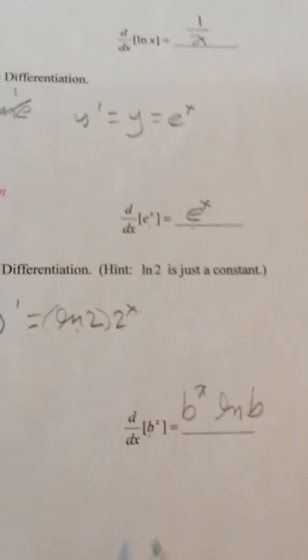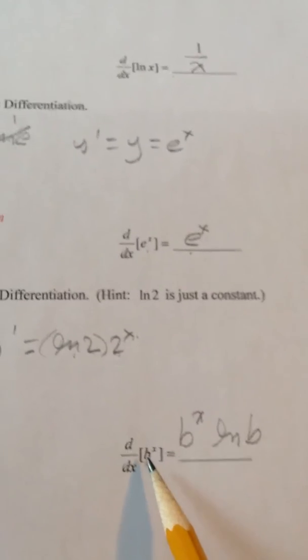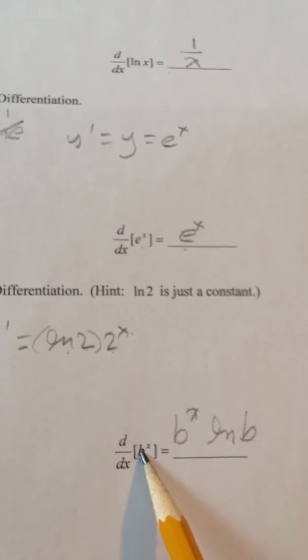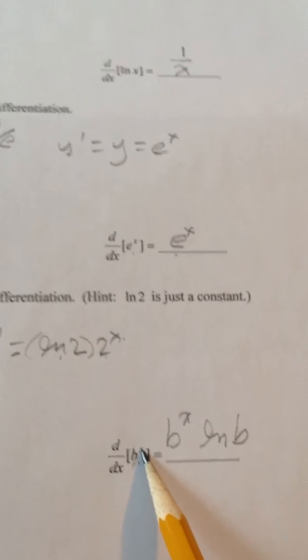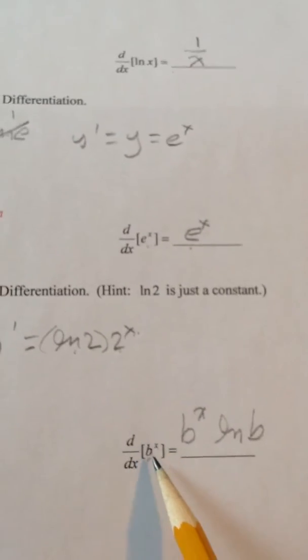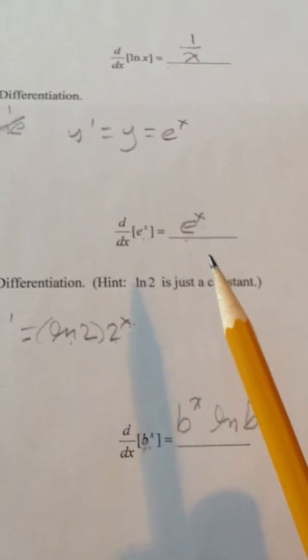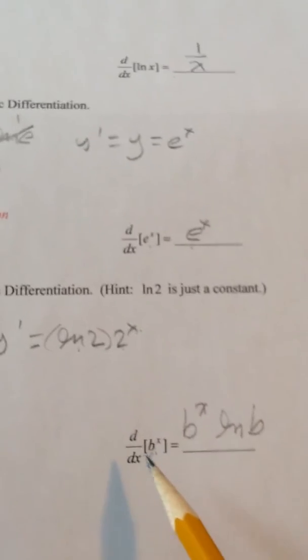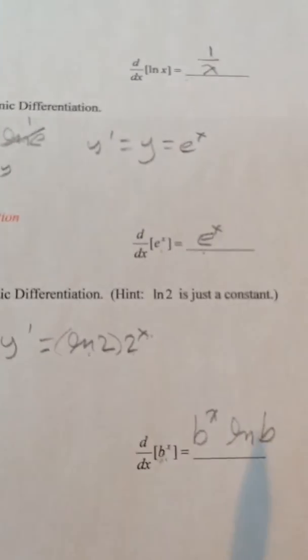So again, not a horrible one. This is one that you might want to have looking back on your notes to reference, but when you take the derivative of a numerical base with a variable of an x, it's what you start with, just like e to the x, the derivative is e to the x, b to the x, the derivative is b to the x, but you've got a constant to tag on, ln of b. Last one, I think.